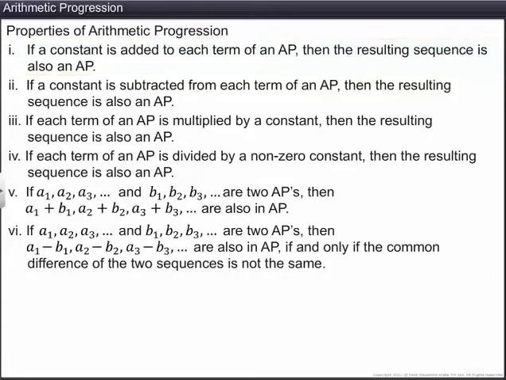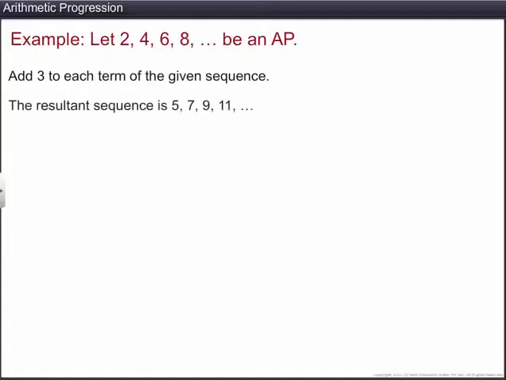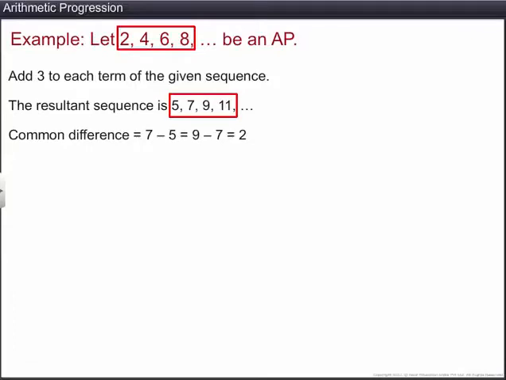Consider an arithmetic progression with the terms 2, 4, 6, 8, and so on. On adding 3 to each term of the given sequence, the resultant sequence is 5, 7, 9, 11, and so on. Observe that the resultant sequence is also an arithmetic progression with the first term 5 and the common difference 2. That is, the common difference of the resultant series is equal to the common difference of the original series.